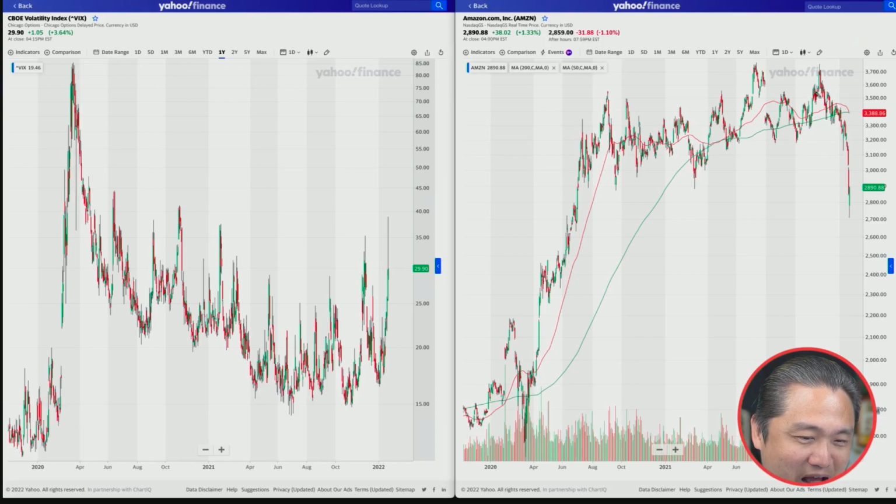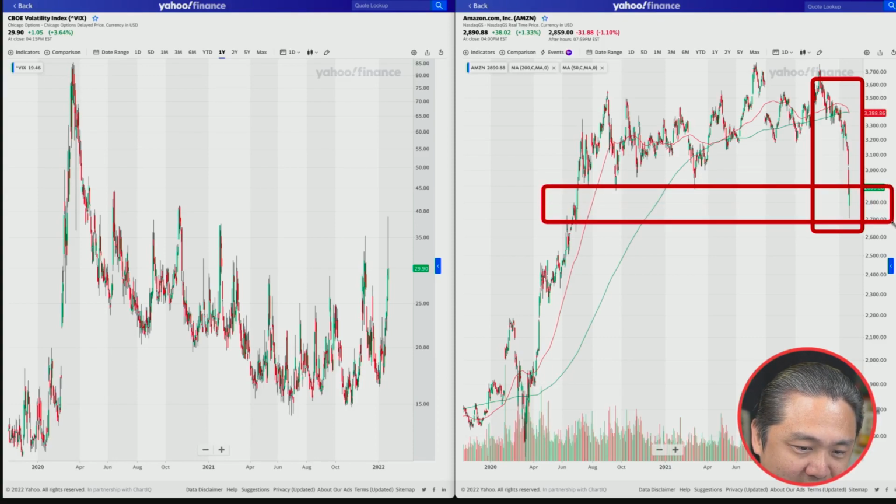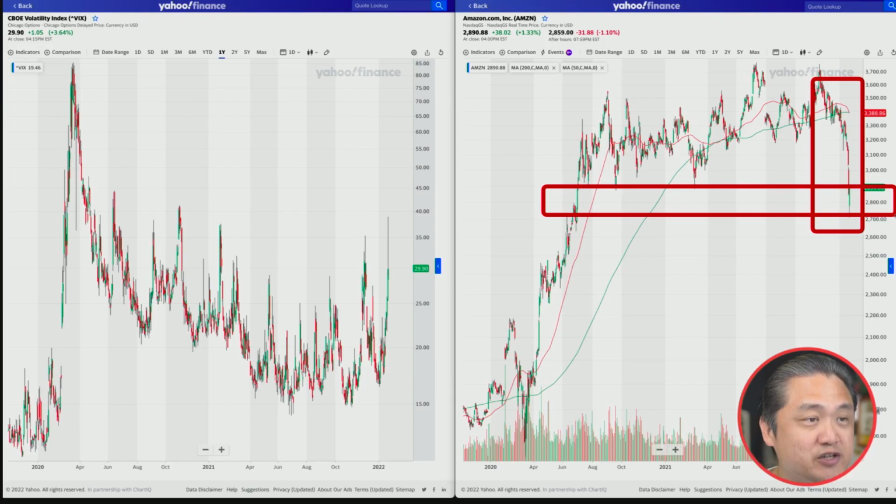Amazon is completely out of whack right here. So, you know, right now it represents an extreme value price. That's why the market is all commenting that this is the moment in time to go for extreme value stocks. And there you go, 2,800 represents a real nice price for Amazon.